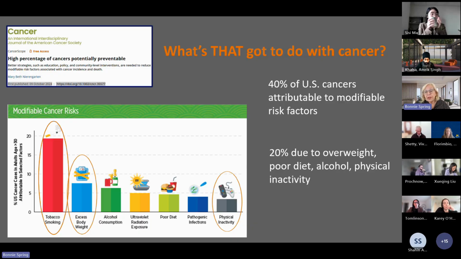And we know that 40% of cancers in the US are attributable to these modifiable risk behaviors. About 20% is due to overweight, poor diet, alcohol, and physical inactivity. Those are the big ones. So I was once again approached by lots of my colleagues saying, well, why do you study these things? What does that have to do with cancer? Well, you'd think people would have heard of the smoking guidelines, the Surgeon General's report, but this was an issue.